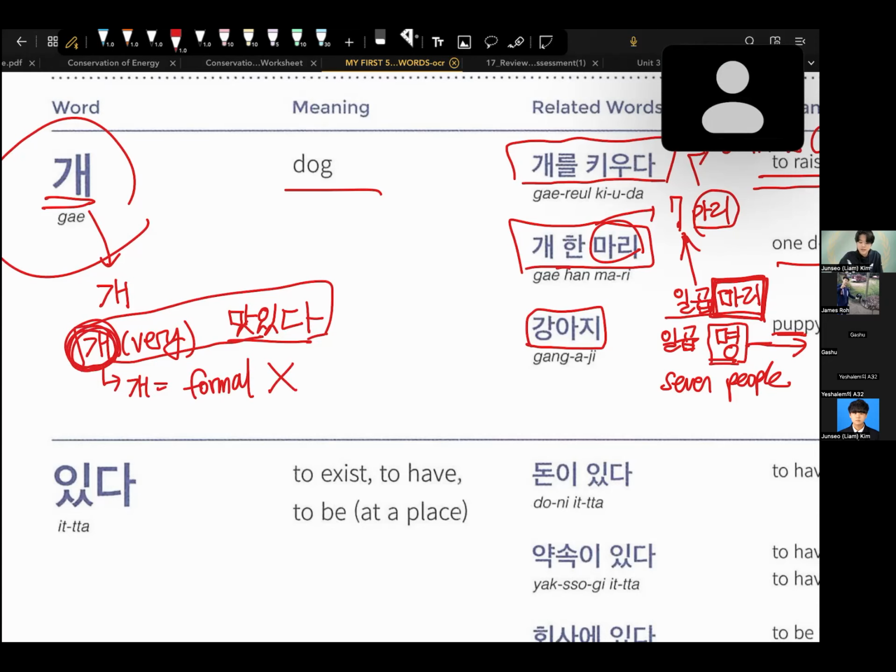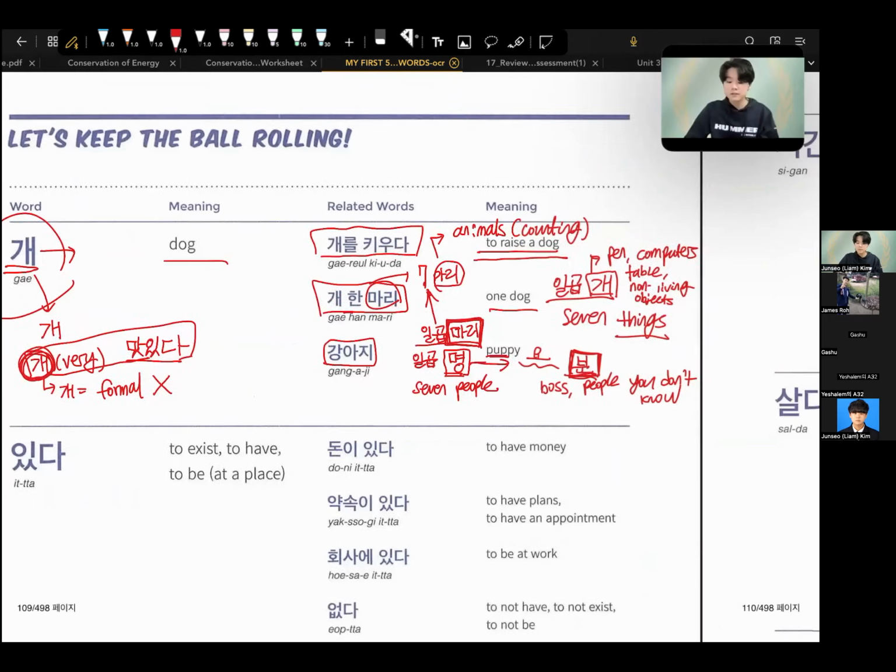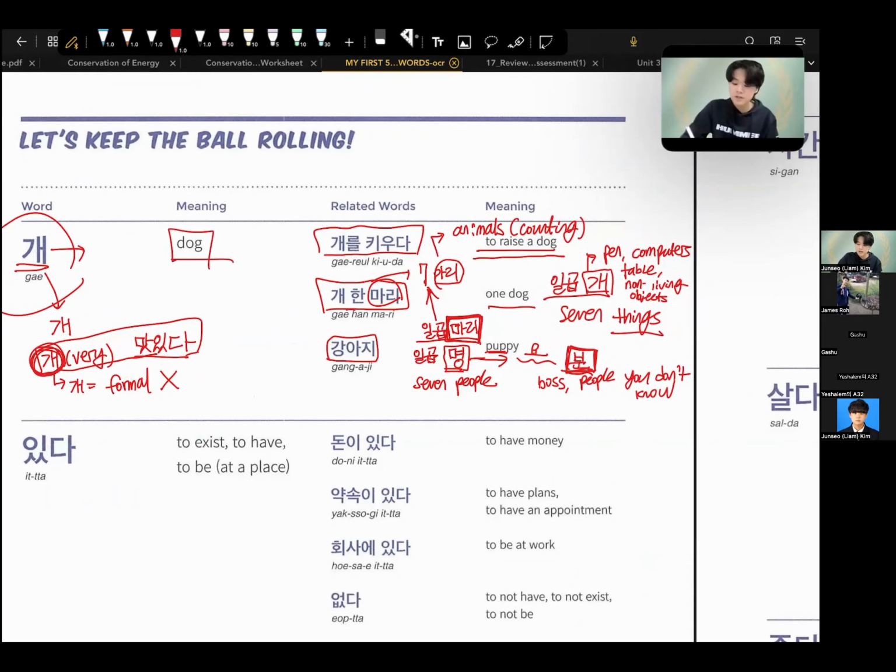Since 개 has this kind of negative feeling, many people call a dog just 강아지. Even though the dog is kind of old, not a baby dog, not a puppy, all Koreans just call 개 강아지, right? Because it has a more cute feeling, a more positive meaning. So people usually call dogs 강아지. This is a more widely used term. Okay?